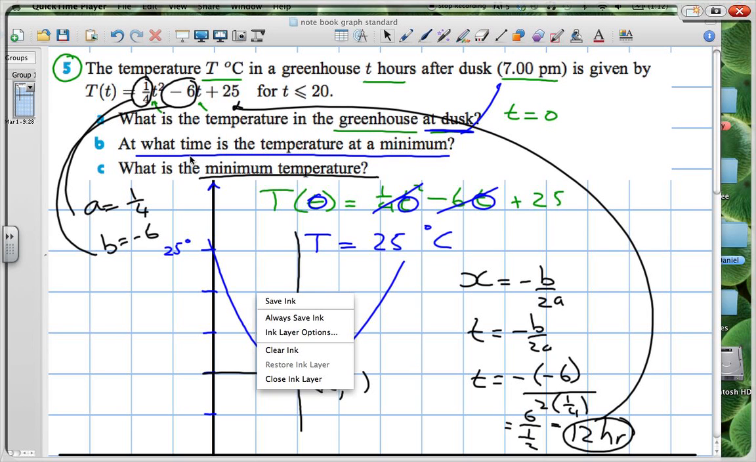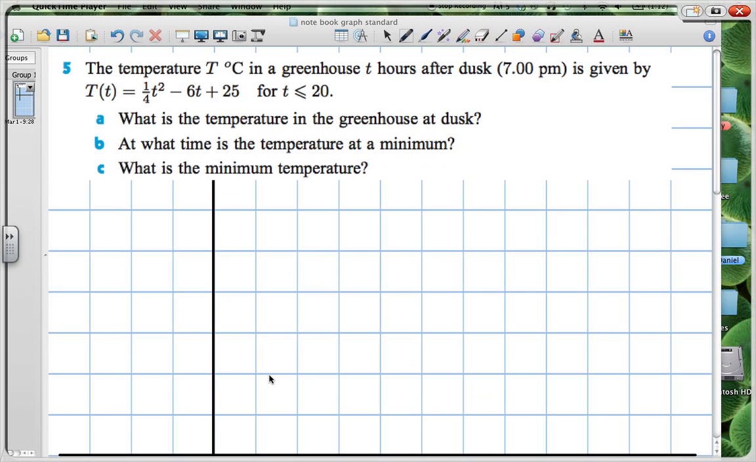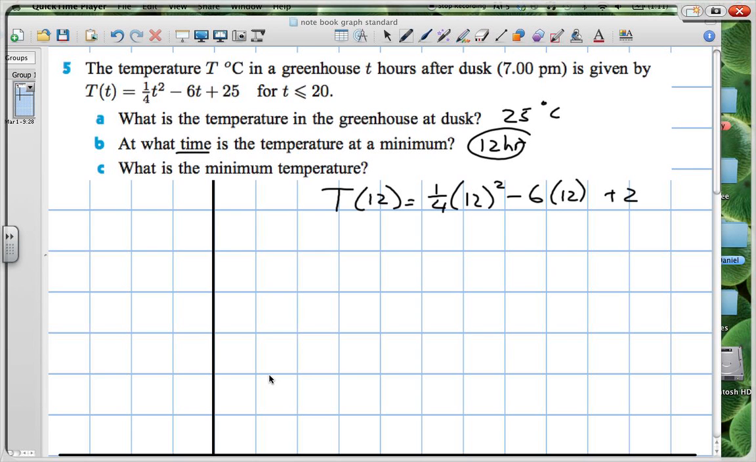So I'm just going to get rid of all of this. Remember, we got this over here. This was 25 degrees Celsius, and this was 12 hours. So the minimum temperature is going to be, we're going to put the time into that. So it's going to be T after 12 hours, and we're going to have a quarter T squared. So it's going to be a quarter times 12 squared minus 6 times 12 plus 25.